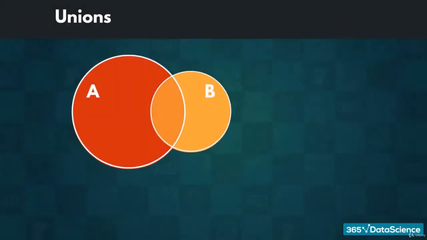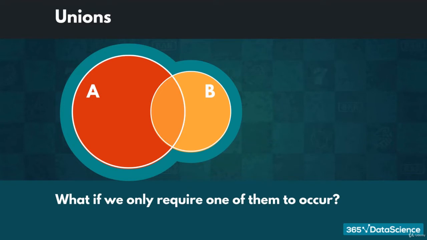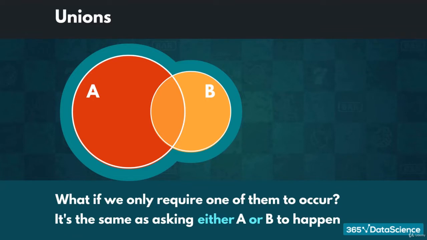Hi there. In this lecture, we are going to explain what a union of two events is and how we can use it. Okay, now we know which part of the graph represents the intersection of A and B. But what if we only require one of them to occur, regardless which one? That is the same as asking either A or B to happen. In such cases, we need to find the union of A and B.